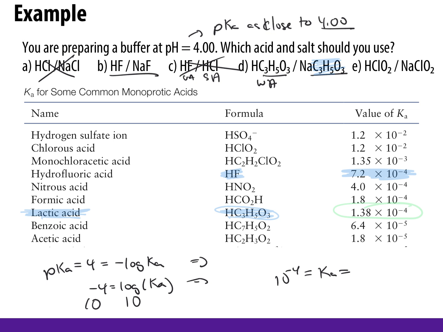E is way off. That is a buffer, but we can see its Ka is 10 to the minus 2, not close at all. So therefore D is the best choice here. A lactic acid and sodium lactate buffer will work best at a pH of 4.